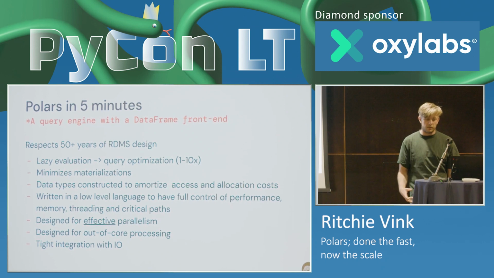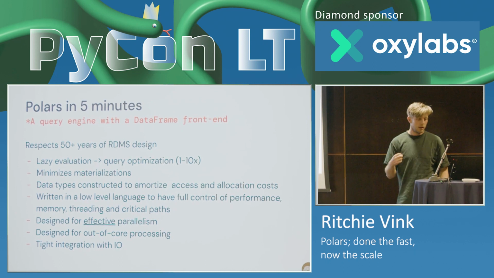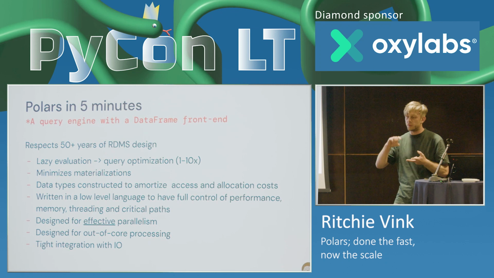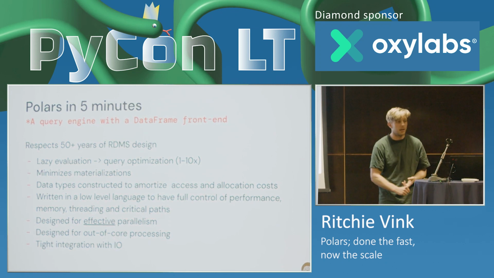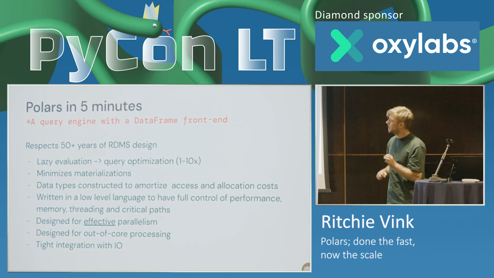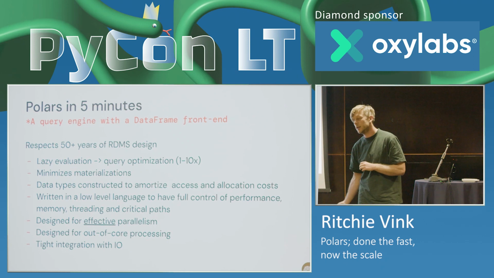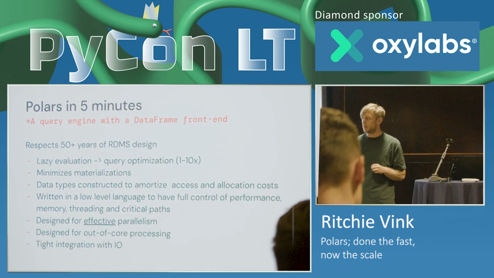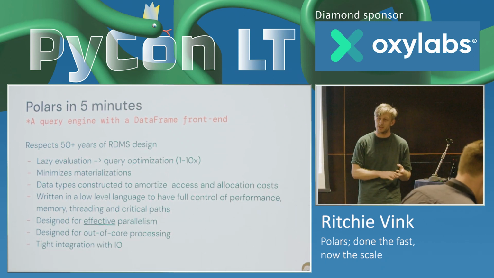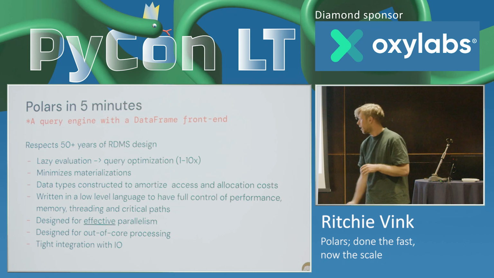It's written in a low-level language, which I think is really important for a query engine. You want to have full control of performance, you want to have full control over memory, but also over threading and critical paths. It is designed for effective parallelism, and I want to underscore effective parallelism. There's also a lot of parallelism that isn't effective. If you, for instance, use multiprocessing, going to another process is really expensive. You need to serialize data, you need to copy data.